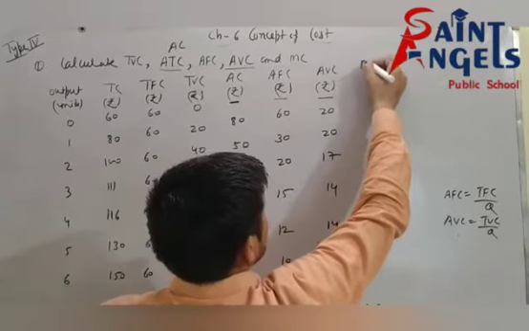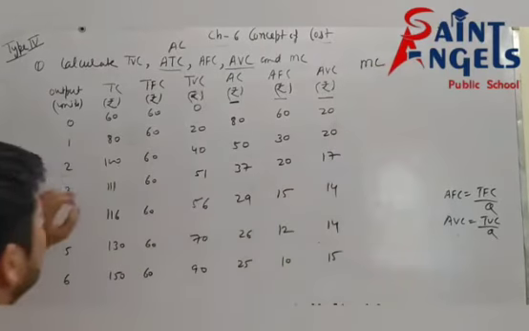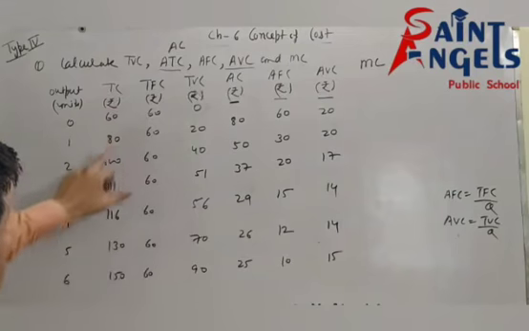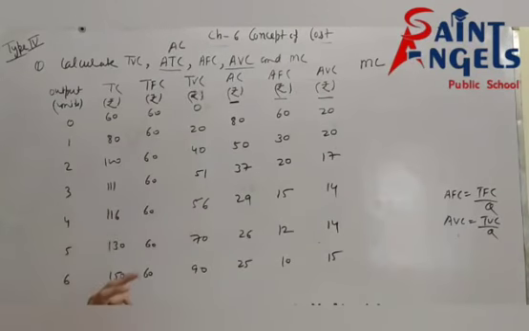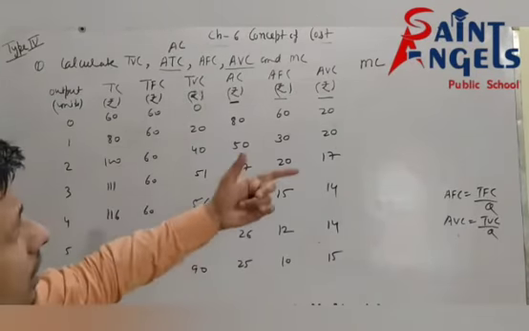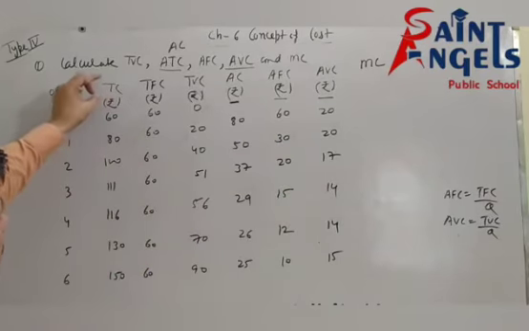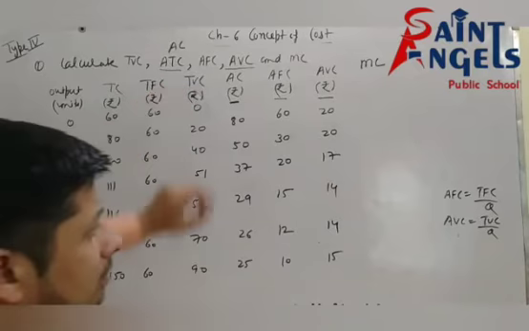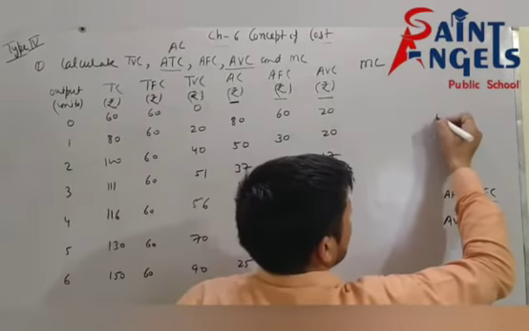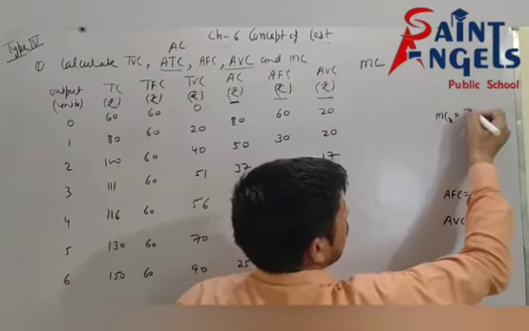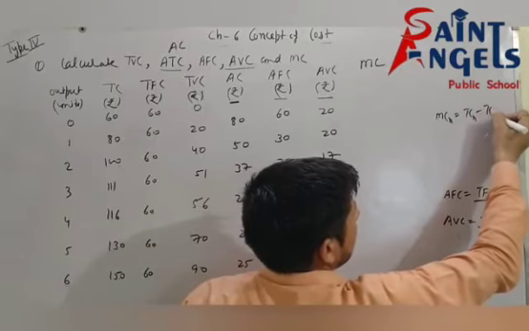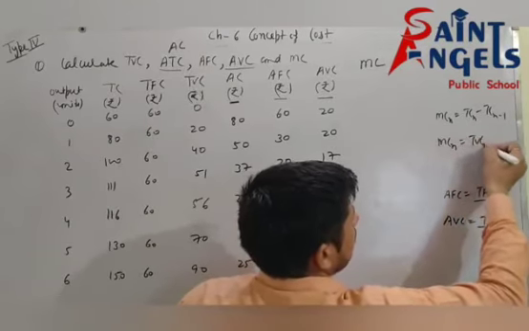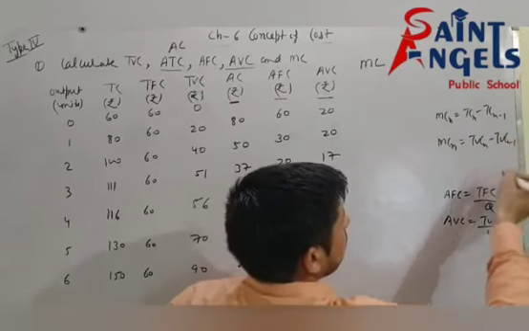After this, MC. See, TVC is here and TC is here. So it's up to you. You can calculate MC with the help of either TC or TVC, because you know what is the formula of MC? MCn is equal to TCn minus TCn minus 1, and MCn is equal to TVCn minus TVCn minus 1.